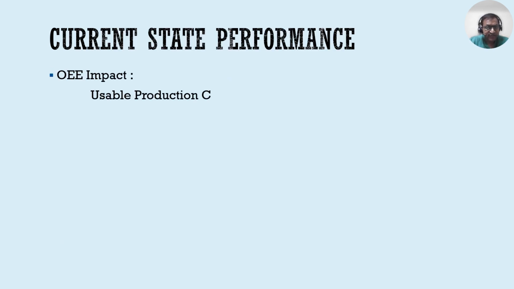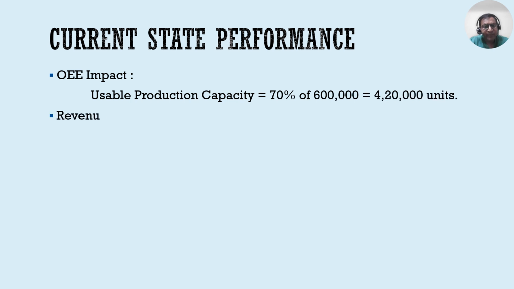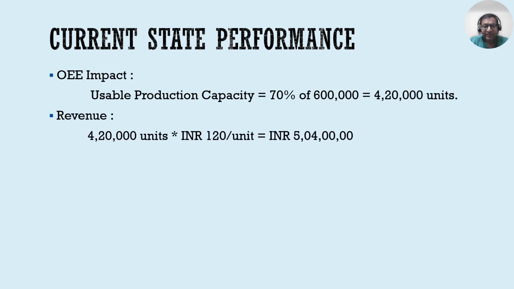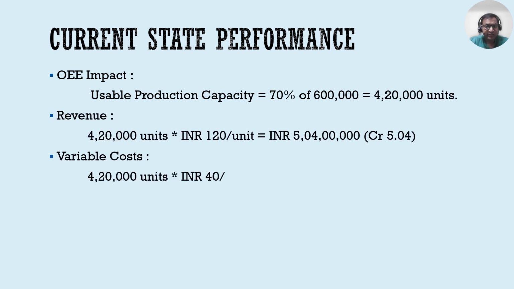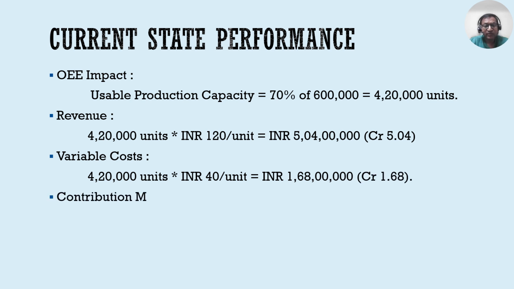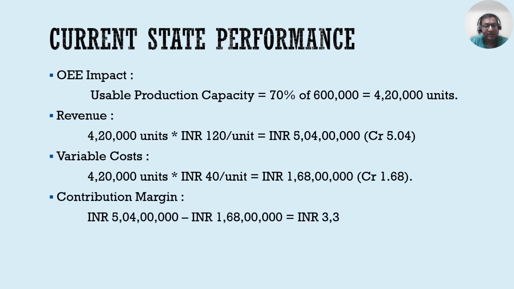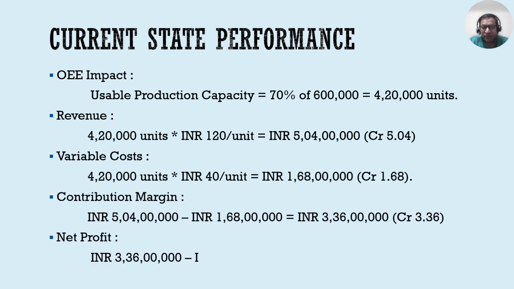The current state says that the OEE impact on usable production capacity is lesser than the available production capacity since the efficiency of the production facility is 70%. Hence, OEE impact on usable production capacity is equal to 70% multiplied by 6 lakhs, which comes to 4 lakh 20,000 units per year.